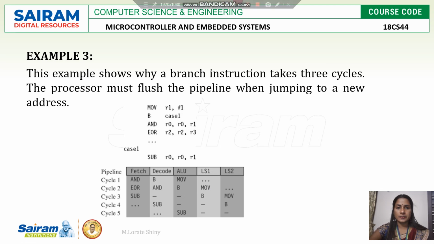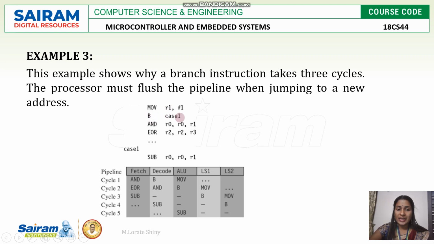Another example, there are a few instructions. We have a branch instruction also. We have seen that a branch instruction takes 3 cycles totally. We will see how it is taking 3 cycles. Initially we have the move instruction, which will be fetched and moved to decode, then moved to the execute stage. By that time, in the decode stage we can have the branch instruction, and in the fetch stage we can have the add instruction. So move will be completed within one cycle.